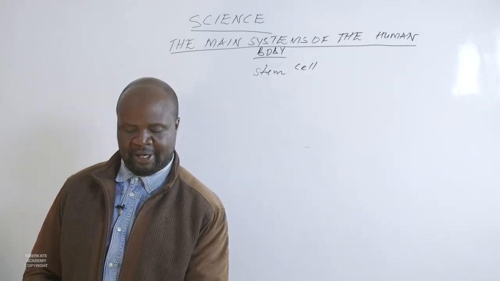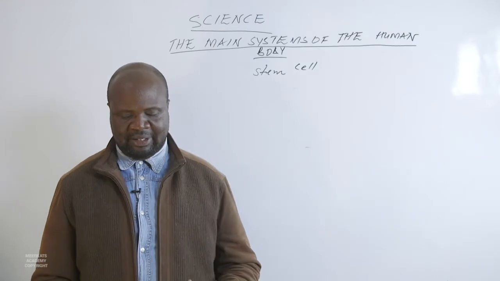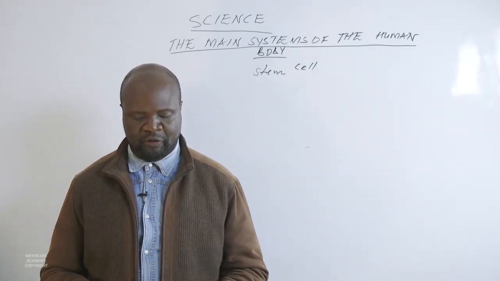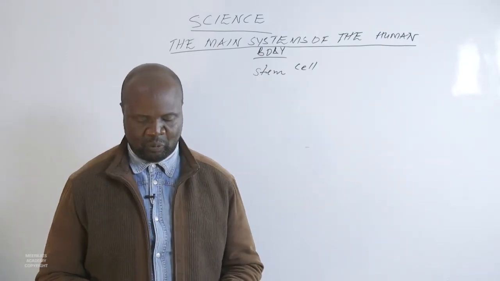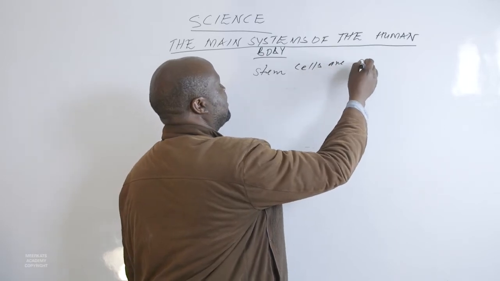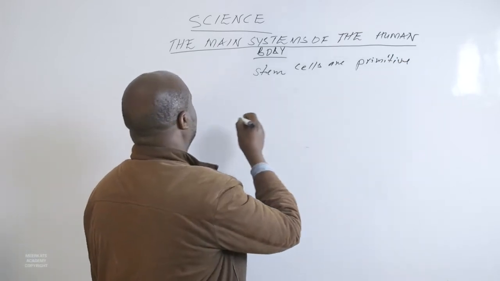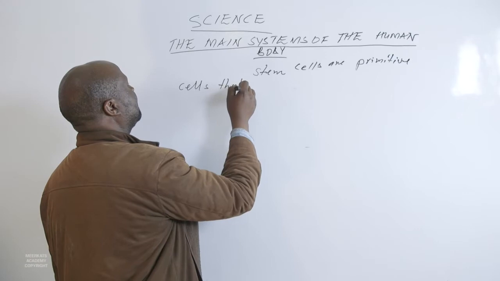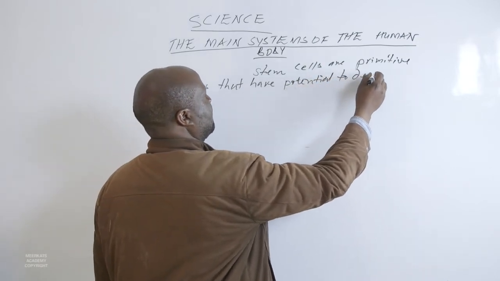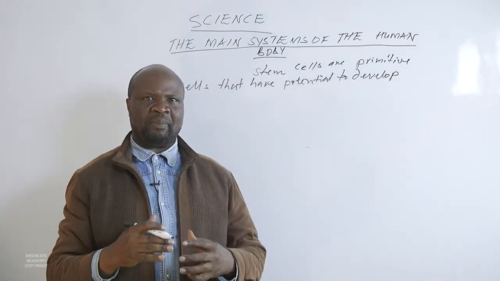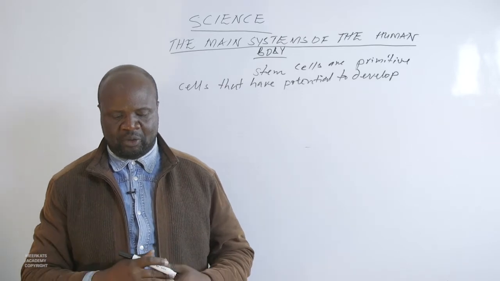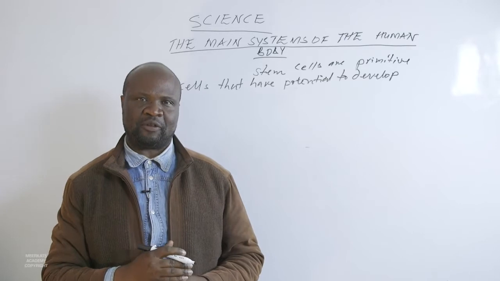So these stem cells, we can define them as just primitive cells. Stem cells are primitive cells that have a potential to differentiate or to develop into a variety of specific cell types. The stem cells are primitive cells that have potential to develop, or potential to differentiate or develop into a variety of specific cells.